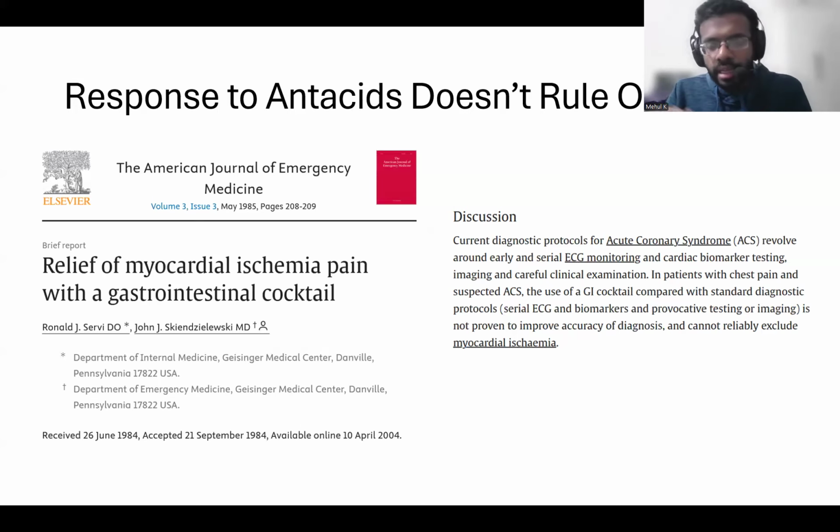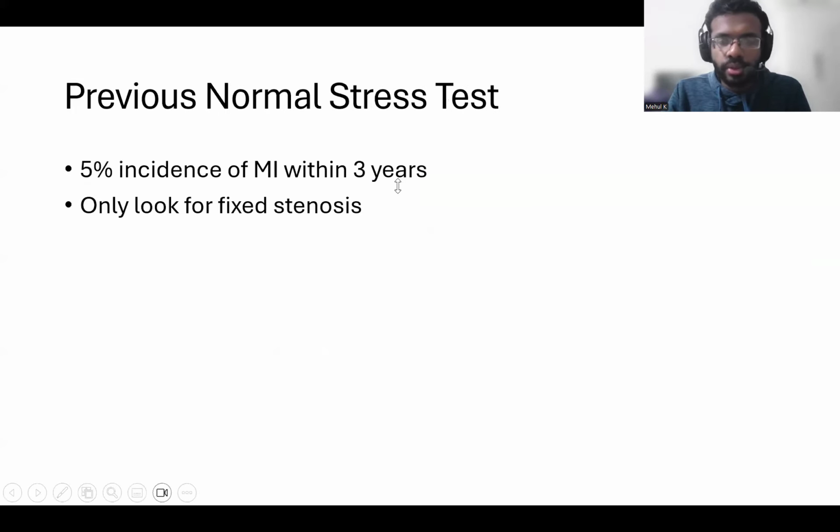So again, beware that response to antacids does not rule out acute coronary syndrome. And there was a systematic review, even though there are not enough studies to do a systematic review, which again showed that you cannot reliably exclude ACS based on response to antacids.